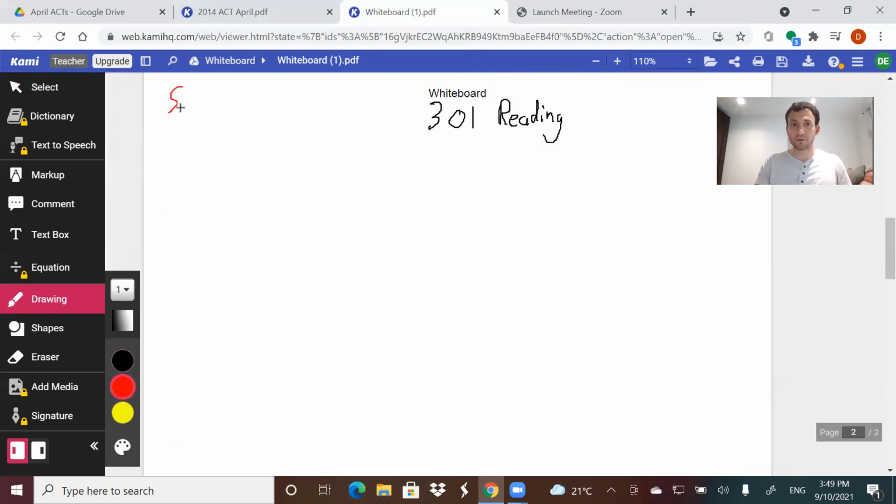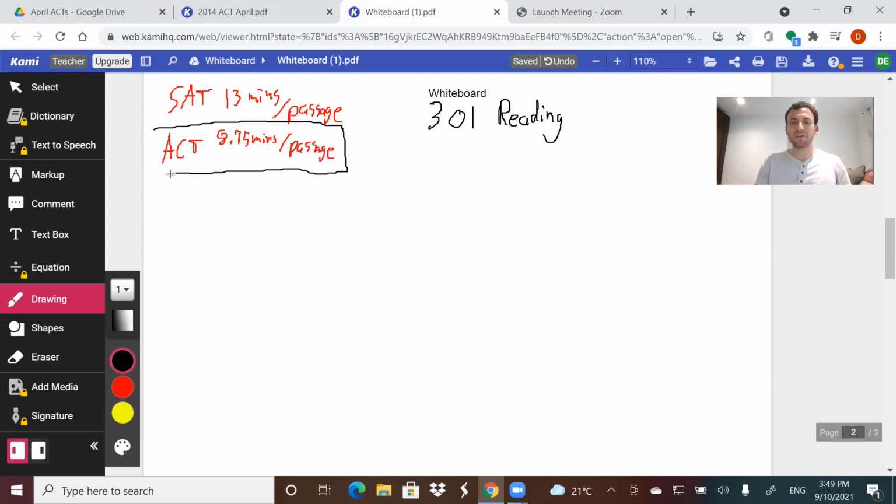SAT tends to offer 13 minutes per passage, so 13 minutes to answer 10 to 11 questions. The ACT offers 8 minutes 45 seconds per passage, so 8.75 minutes a passage. That's significantly less time. But as a result, the ACT demands much less from you. The ACT reading is very literal and very straightforward. If you were to ask me how to describe the ACT reading, it would be those 2 words.